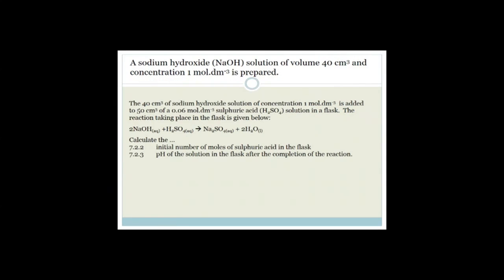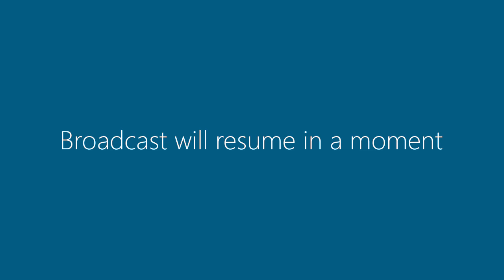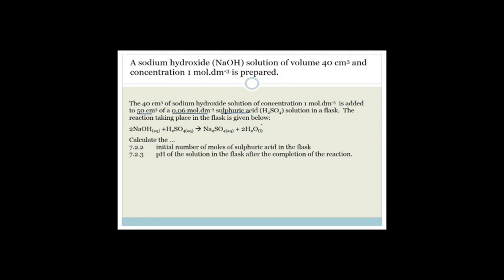Let's get started. It says 40 cubic centimeters of sodium hydroxide solution, so it's the same as what we had before, of concentration 1 mole per decimeter cubed again, is added now to 50 cubic centimeters of a 0.06 mole per decimeter cubed sulfuric acid, H2SO4, solution in a flask. The reaction that takes place in the flask is given below.